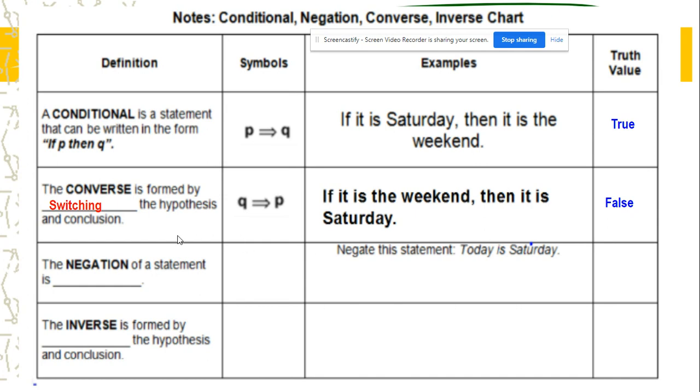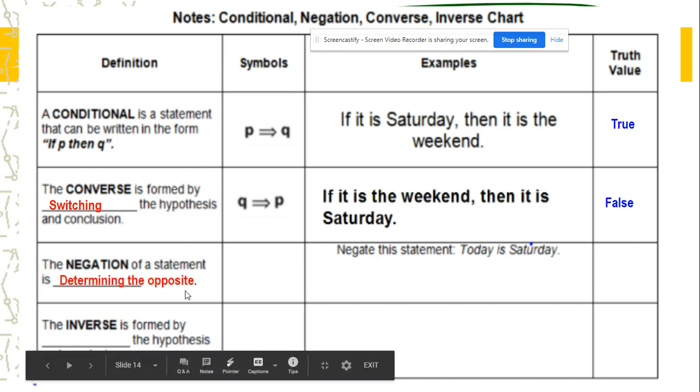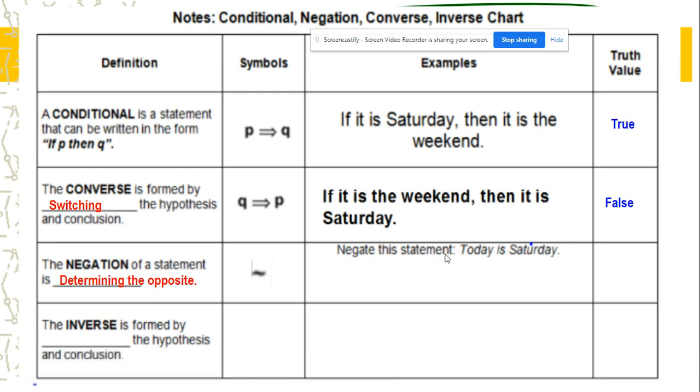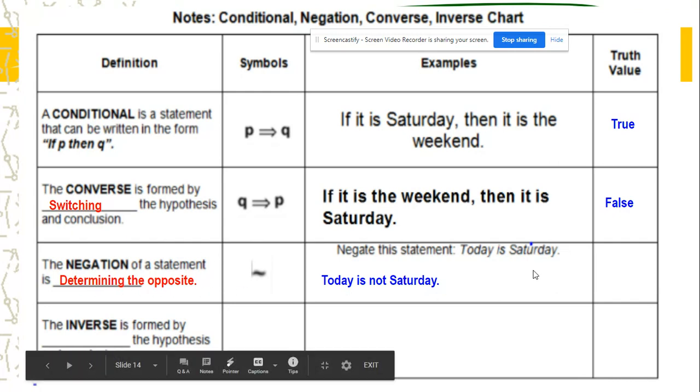Let's look at the next one. The negation of a statement is when you determine the opposite, okay? The opposite value. And that looks like a tiny little sideways S, sort of. And so when you're given a statement, such as today is Saturday, and you are asked to negate that, you are going to say, today is not Saturday. If today is Saturday, the opposite is going to say, today is not Saturday. And so when we negate it, we determine the opposite value.